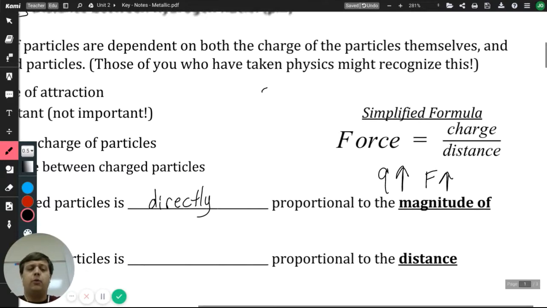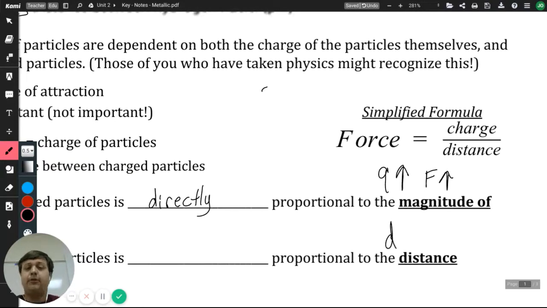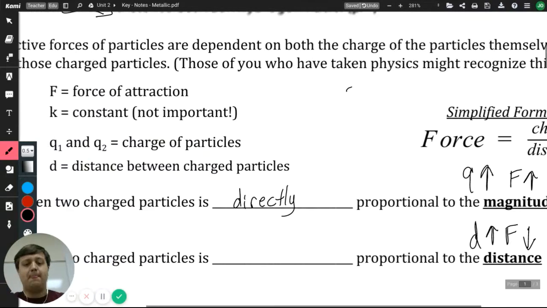Okay. Well, what about distance? Distance is our denominator here. So if I increase my denominator, increase my distance, make the number that I am dividing by larger, what happens to my force? Well, the force is going to go down. So as I get further and further away, those attractive forces are going to decrease. So we call this an inverse proportion, or inversely proportional.